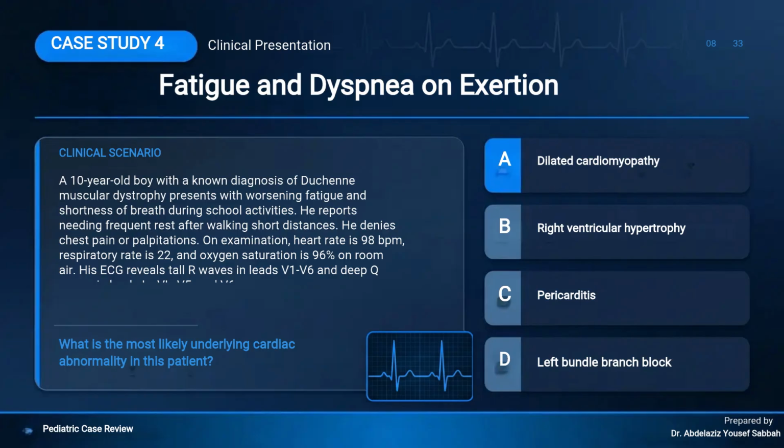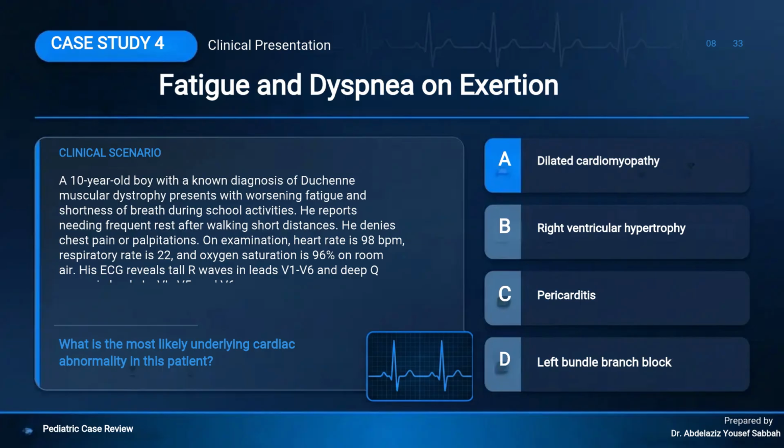He denies chest pain or palpitations. On examination, heart rate is 98 beats per minute, respiratory rate is 22, and oxygen saturation is 96% on room air. His electrocardiogram reveals tall R waves in leads V1 through V6 and deep Q waves in leads 1, AVL, V5, and V6. What is the most likely underlying cardiac abnormality in this patient?